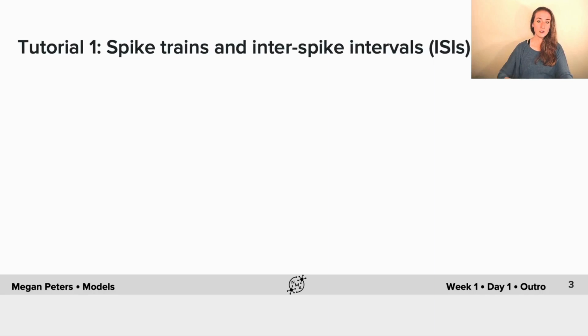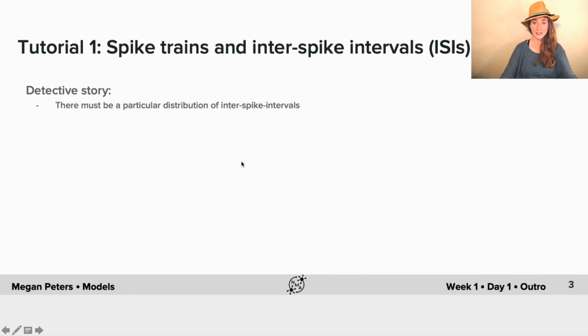So in the first tutorial, we saw a what or descriptive model. What this did was examine the spike trains and the interspike intervals. The detective story that we told ourselves was, as we were wearing our what scientist hats, we were asking questions like, well, there must be a way to describe these interspike interval distributions. What could that be? What would it look like?